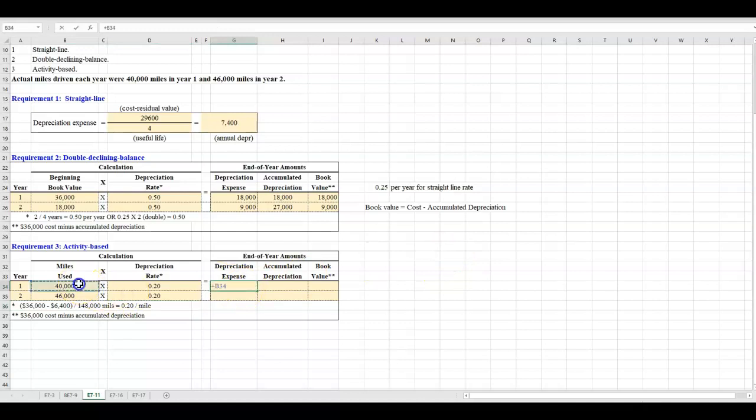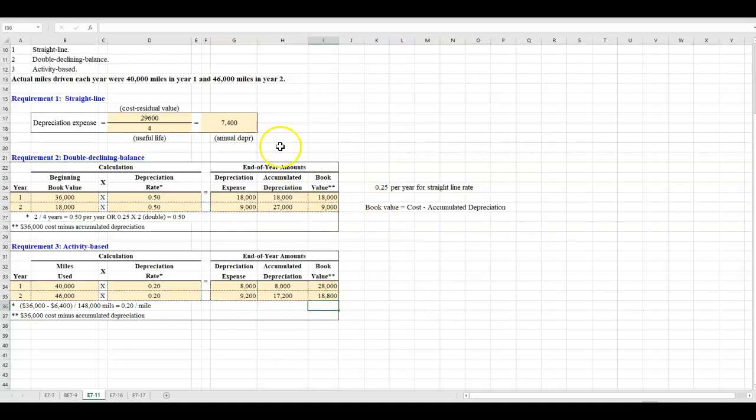So my depreciation expense is 40,000 miles times 20 cents. Accumulated depreciation at the end of year 1 is 8,000. My book value is my 36,000 original cost minus my accumulated depreciation, or 28,000. Year 2, my depreciation expense is 46,000 times 20 cents a mile. And my accumulated depreciation is from last year plus this year, or 17,200. My book value is 36,000 minus my accumulated depreciation, or 18,800.